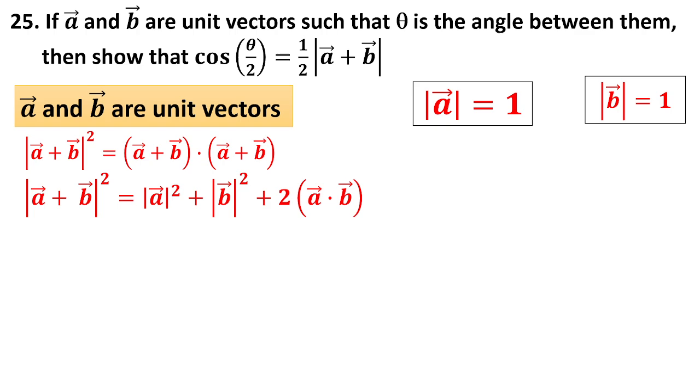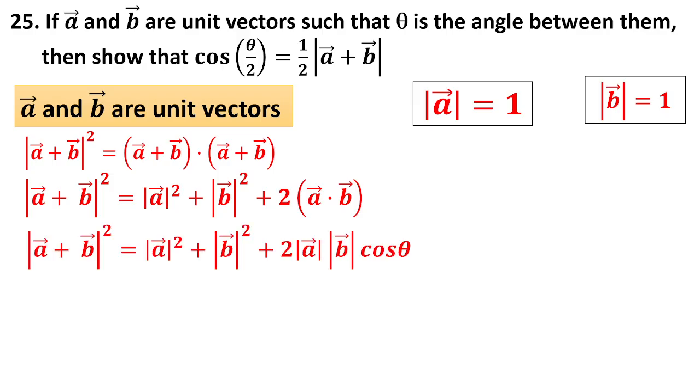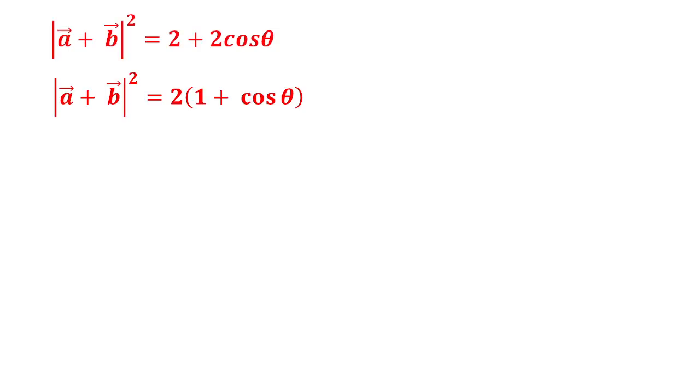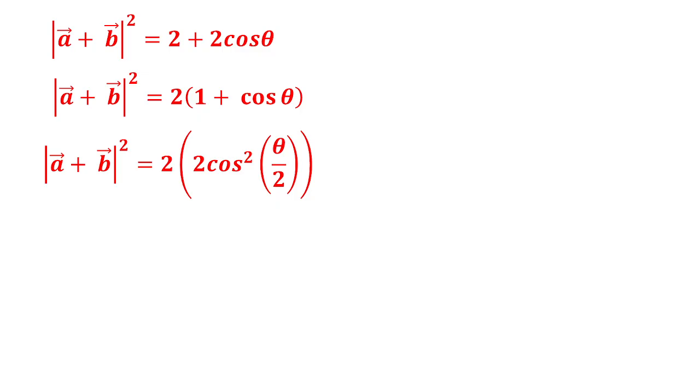We are adding it. Now what is the formula for a dot b? We are substituting it now: magnitude a into magnitude b cos theta. Now substitute magnitude of a is equal to 1, magnitude of b is equal to 1. Then you are getting 2 plus 2 cos theta. Now take 2 outside. It will become 2 into 1 plus cos theta. Now all of you know from our multiple angle formulae which you studied in class 11, 1 plus cos 2 theta is 2 cos square theta. So 1 plus cos theta is 2 cos square theta by 2.